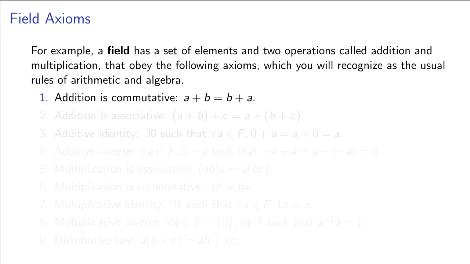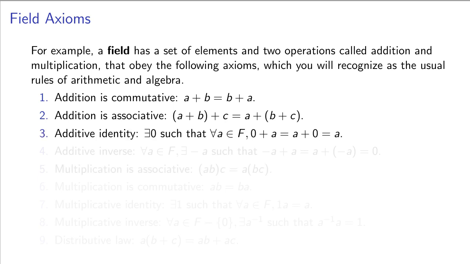The 2 operations are almost invariably called addition and multiplication, and these have to obey the following set of 9 axioms. First, addition is commutative. If you're adding A to B, you can do it in either order. Second, addition is associative. If you're adding A, B, and C together, you can begin by adding A to B, or you can begin by adding B to C. Or more generally, if you've got a lot of things that you're adding together, you can put the parentheses wherever you like, and it doesn't make any difference.